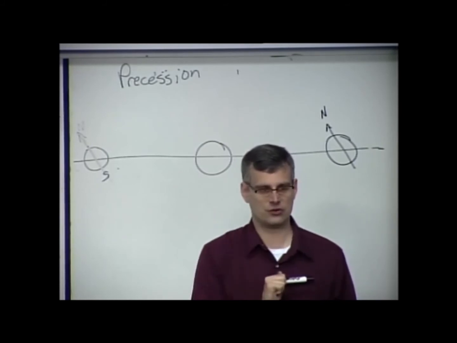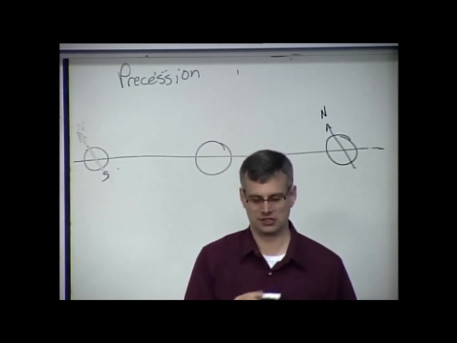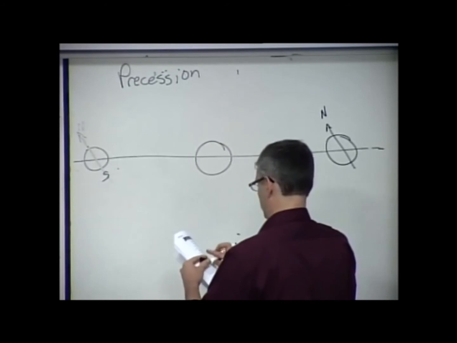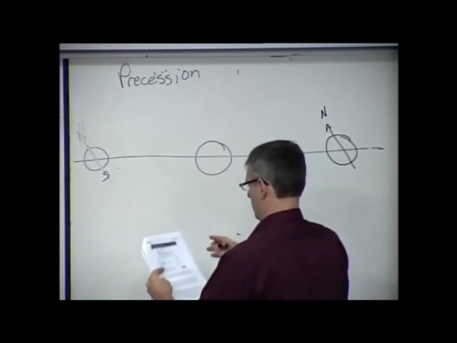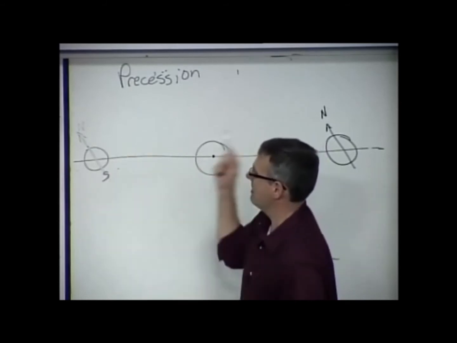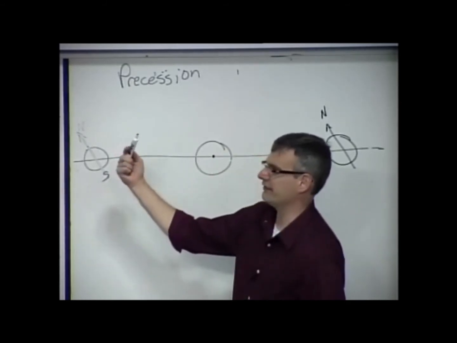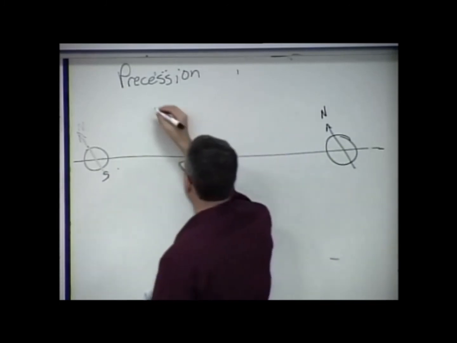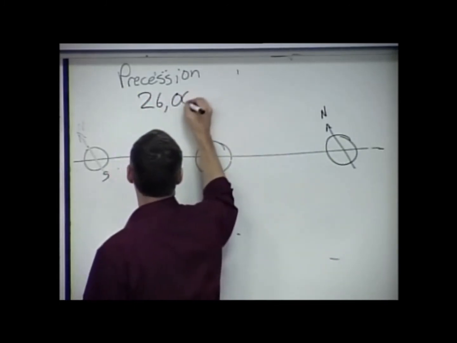And the Earth is no different. We actually have precession on the Earth. And what that means is that over many, many times, this will eventually flip over many years. The actual cycle for this happening is 26,000 years.